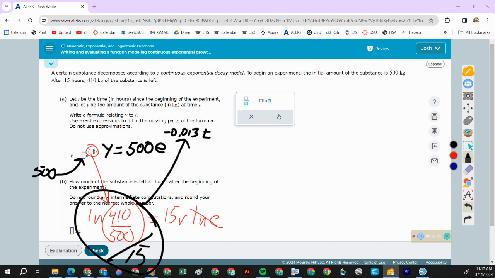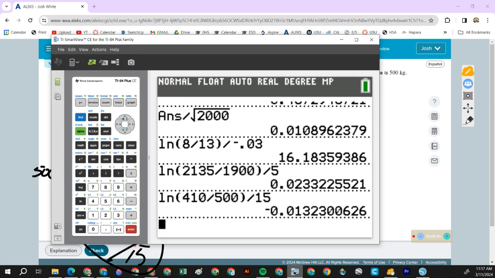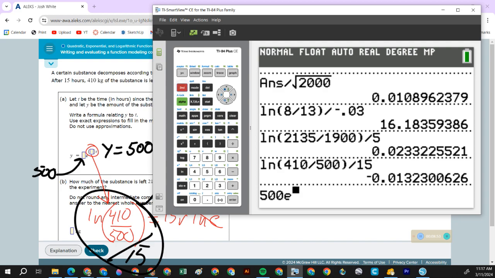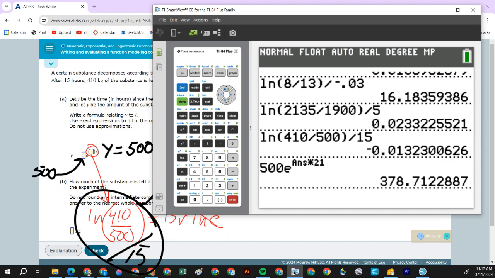Okay. How much of the substance is left 21 hours after the beginning of the experiment? So 500 e raised to the answer times 21 would be 378. And notice it will say do not round any intermediate computations. So notice that I used all of these decimals by typing in answer.